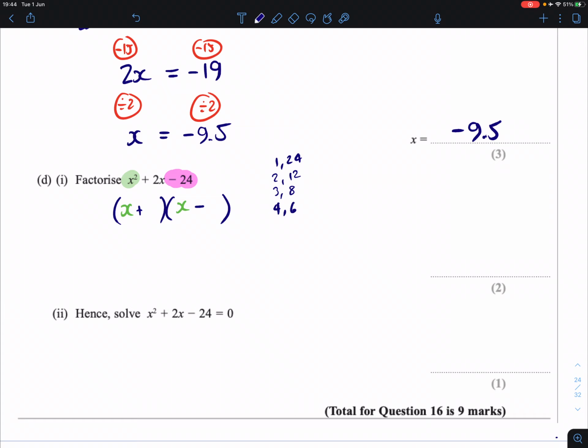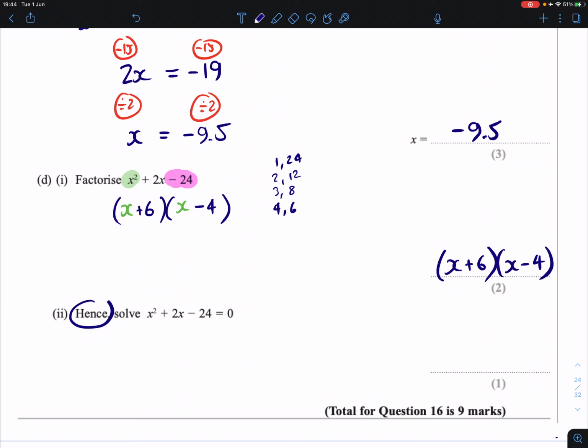You've then got to figure out which pair of these, if we put them in, one with a plus, one with a minus, will add to make plus 2. Well, if we have a plus 6 and a minus 4, when you add them, you're going to get a plus 2, which means that is us. That's us done. That's us fully factorized.